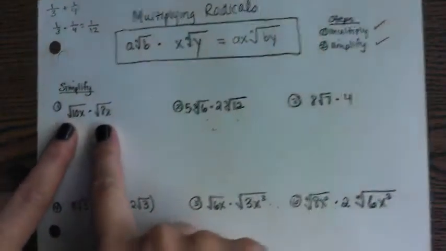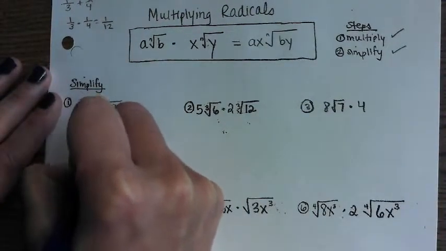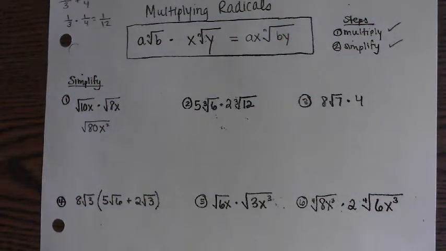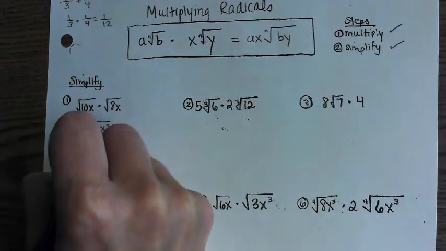So on this first one, root 10x times root 8x is just going to be root 80x squared. And then we're going to simplify. Alexa, tell me a perfect square that goes into 80. 16 goes in how many times? 5. And actually, that is definitely the biggest one. So root 16, root 5.